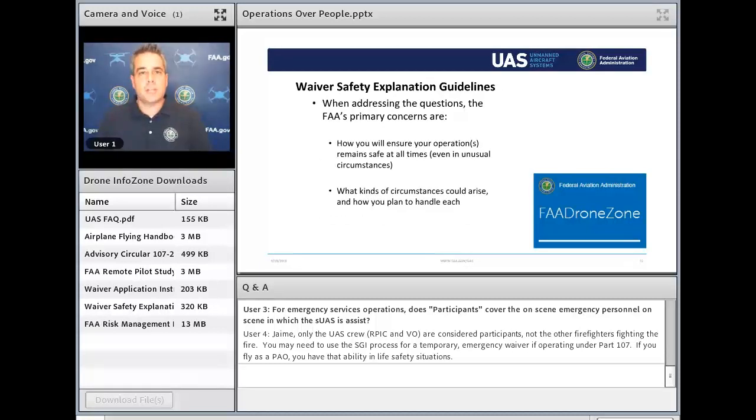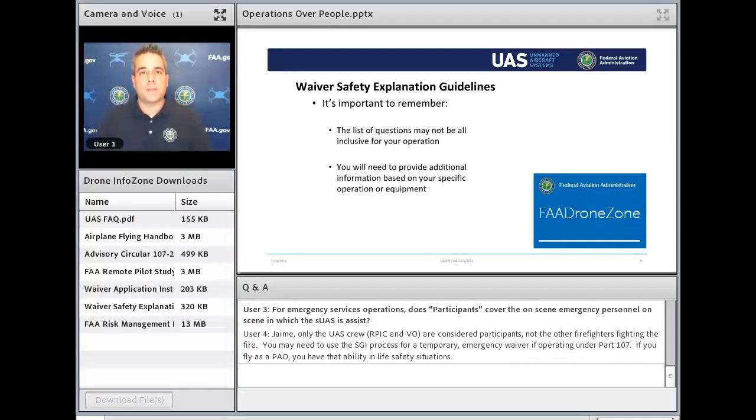So the waiver safety explanation guidelines for operating over people are designed to help you with this process. They're designed to help you get a start on observing the risks that your particular operation poses. Remember, each operation is individualistic. You know your operation, you know your aircraft best, what type of risks you're going to pose. And it helps you get started on the path to do risk analysis and risk mitigation. Remember, when you're looking at those questions in the waiver safety explanation guidelines, we at the FAA need to know that you're going to ensure your operation remains safe at all times, and that if unusual circumstances develop, you have contingency plans or mitigations to help reduce the risk and avoid any serious injury to people or property on the ground.